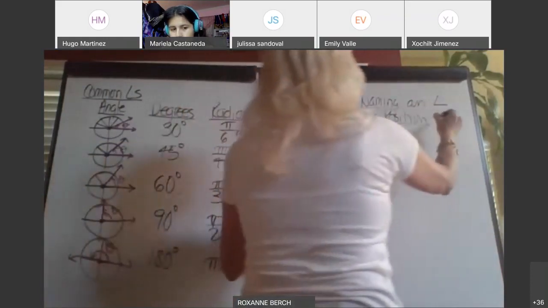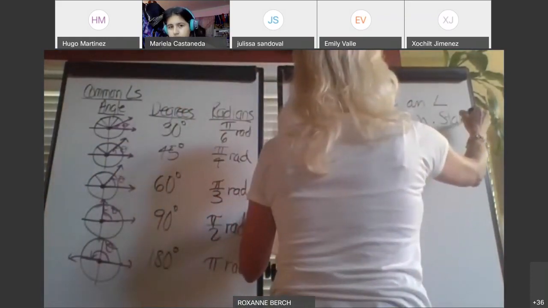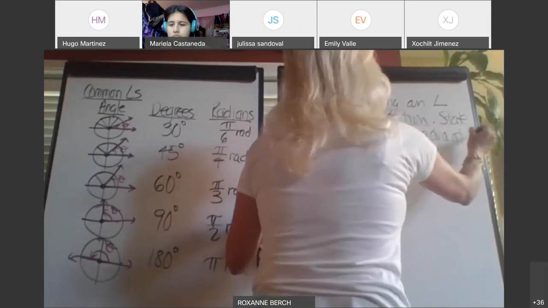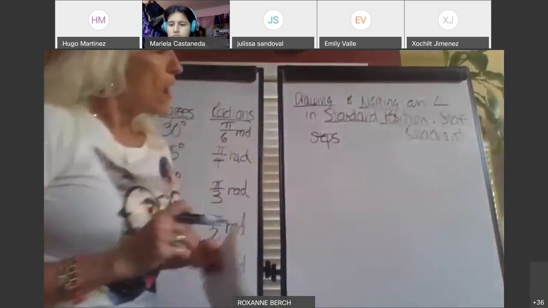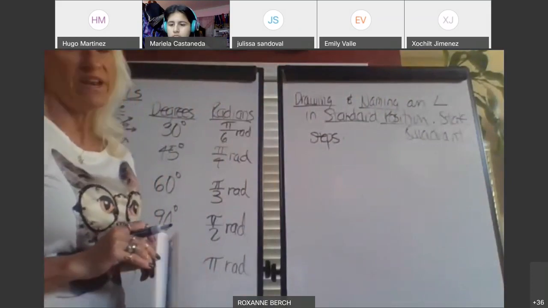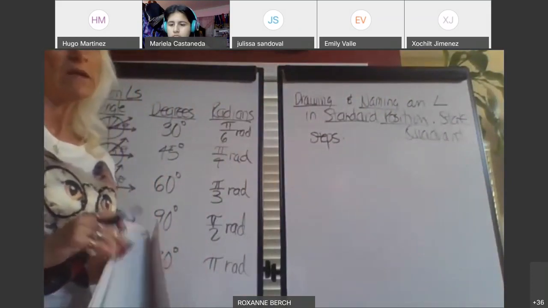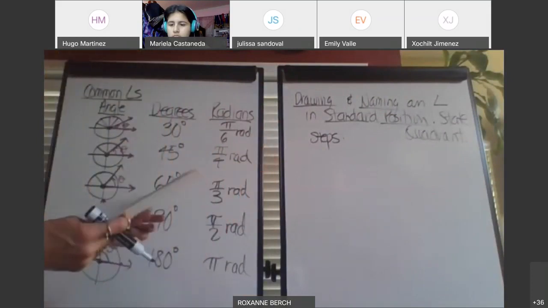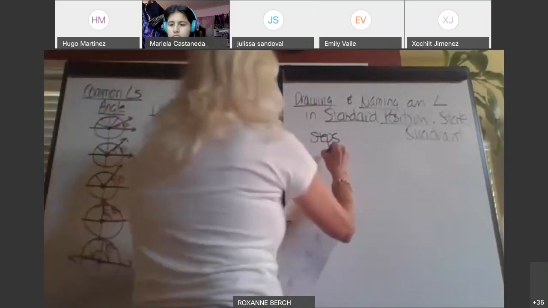And we're going to also state the quadrant. Now remember, stating the quadrant that an angle lies in is dependent on the terminal side. So wherever the rotation ends, that's where we're saying the angle lies. Okay, so anyhow, here are the steps.